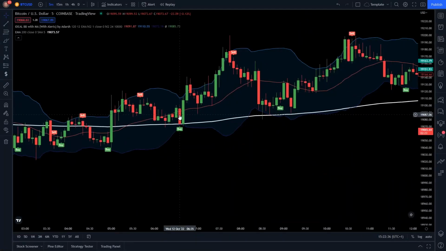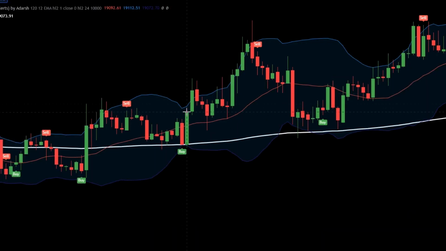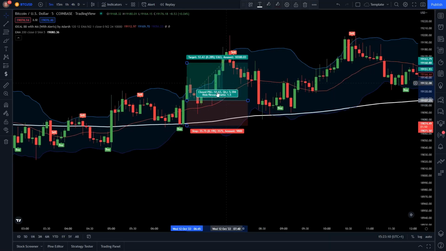You could also have taken this buy here, as there is a very clear rejection of the 200 EMA, and this candle pattern here is known as a railroad tracks. Price did come slightly outside of the band, and on this green one it wicked just outside as well. We'd have entered a long position on the close of this candle here, so the open of this one, and that trade would have hit take profit as well.